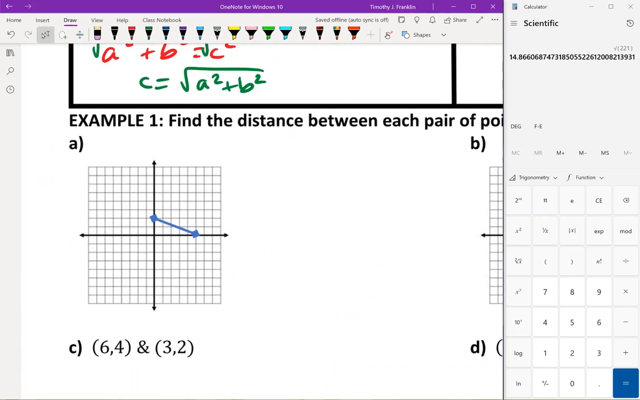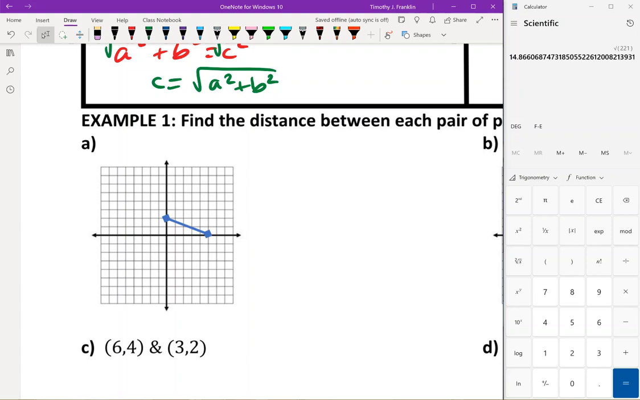Okay, so for example 1a, we have a graph. And so what we can do is simply count. We can just count the distance between each endpoint vertically and horizontally, right? We can draw that triangle. And yes, we could do the math, the subtraction, but honestly, if we have the graph, we might as well make it easy on ourselves and just count.